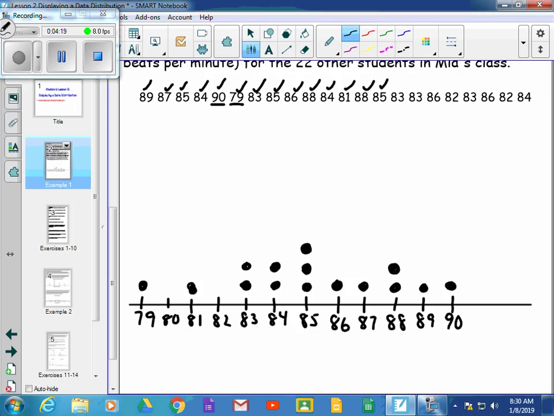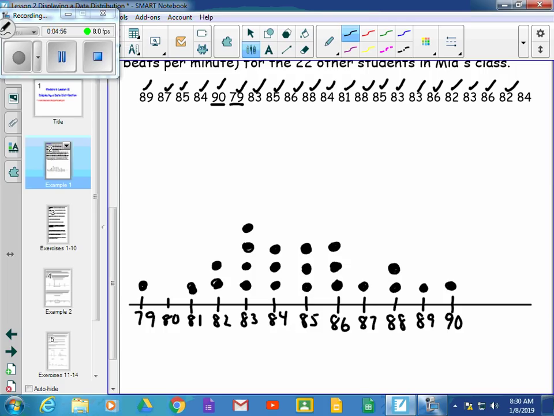88, 85, two 83s, another 86, 82, another 83, 86, 82, and an 84. Now each dot represents a person who's organized and sorted by their heart rate.